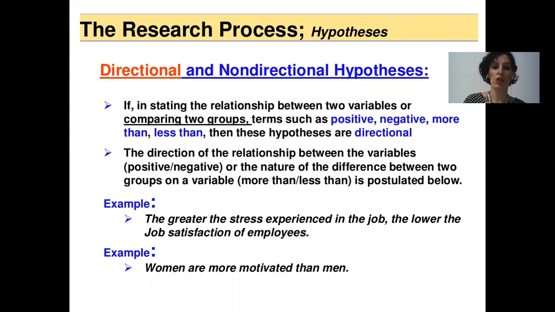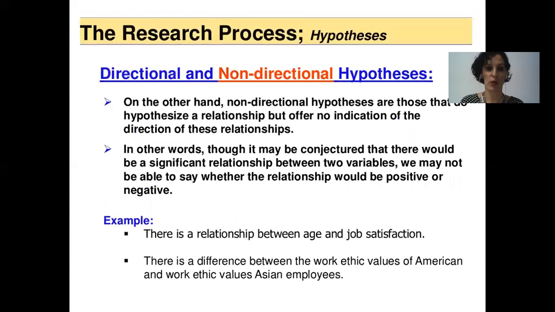And then there are also directional and non-directional hypotheses, because when we state the relationship between two variables, or when we're comparing two groups, we have to use terms such as positive and negative, more than, less than, if you want it to be a directional hypothesis. For example, the greater the stress experienced on the job, the lower the job satisfaction of employees. This is negative. Women are more motivated than men. These are all directional because it's putting your research in a specific direction. That's why it's called directional.